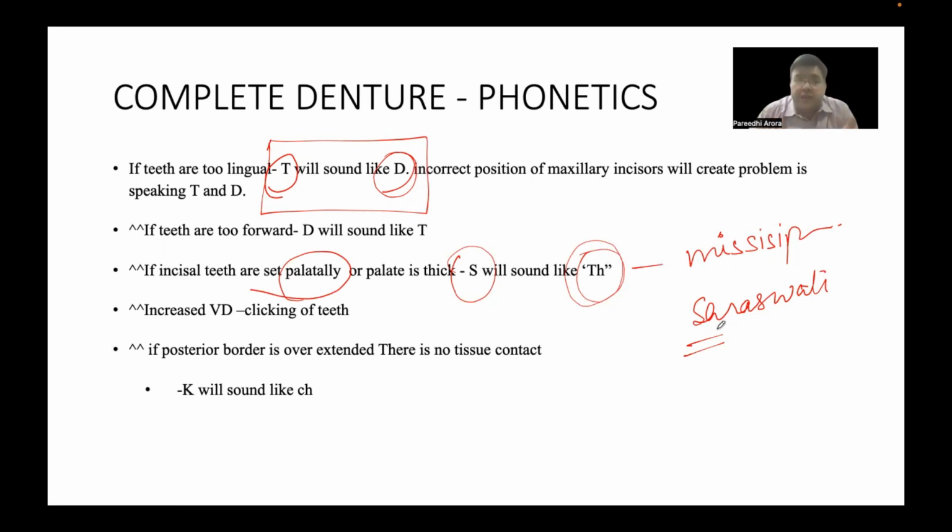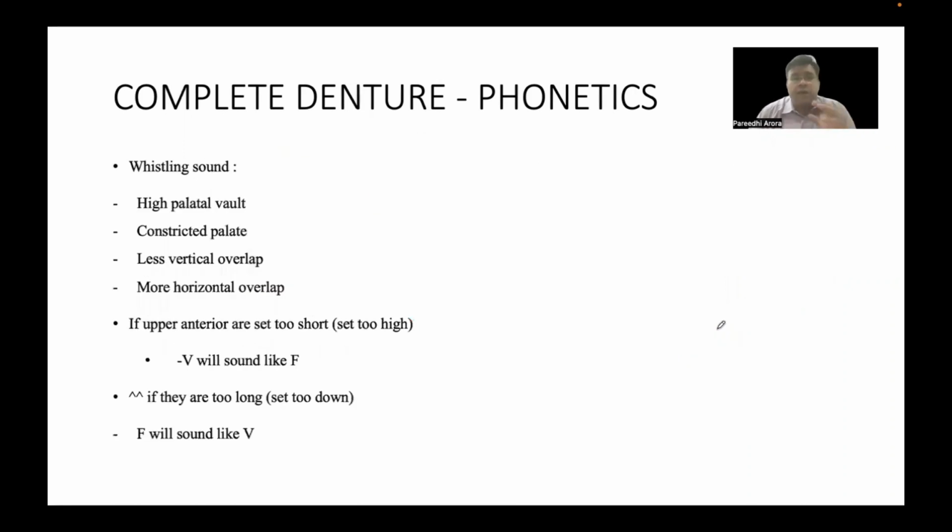If the posterior border is overextended, what happens? K will sound like ch. What about the whistling sound? When do you get this whistling sound in a complete denture patient? When you have these four important points: high palatal vault, constricted palate, less vertical overlap, and more horizontal overlap. All this would lead to a whistling sound.